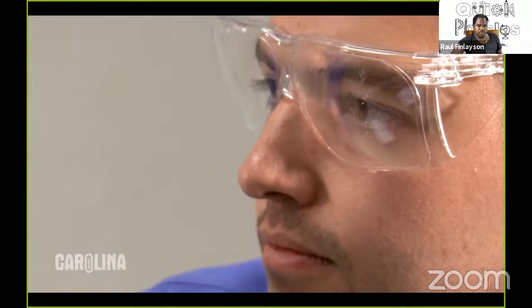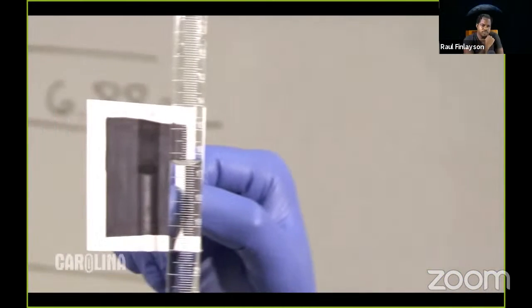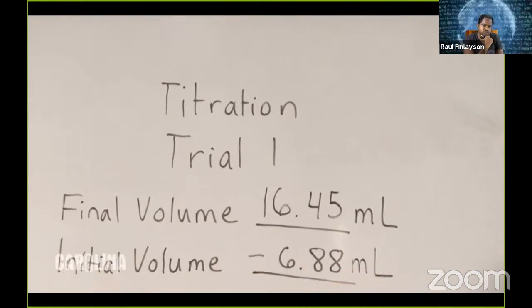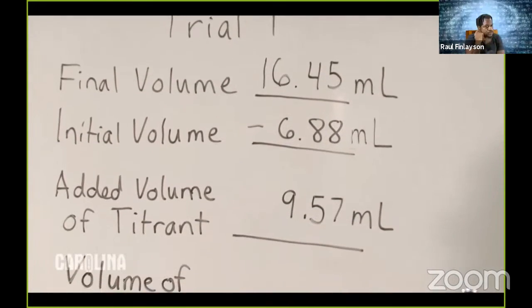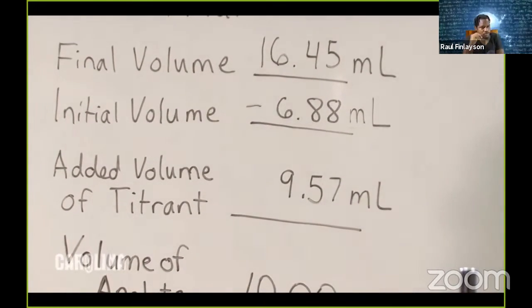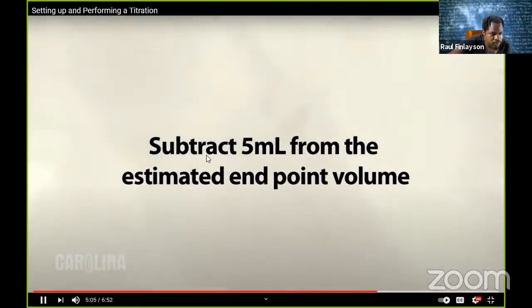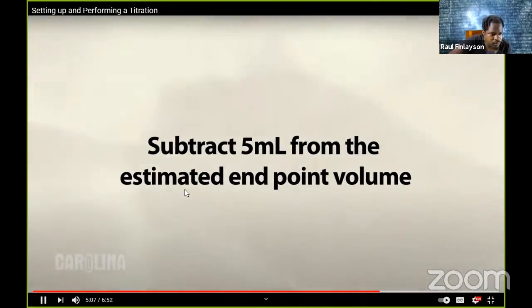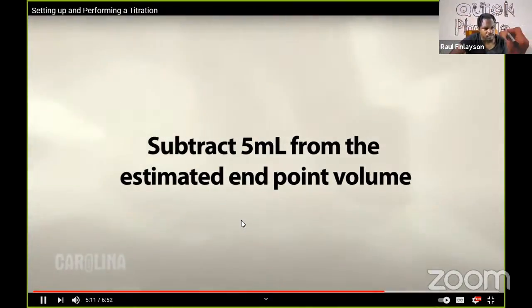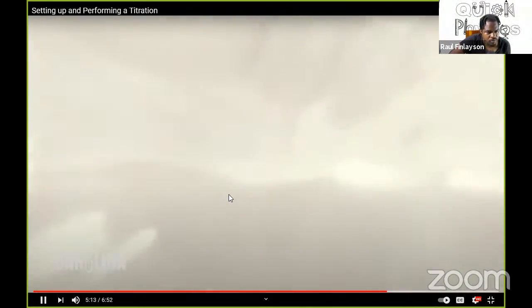Record the final volume of the burette. Subtract the initial volume from this final volume to get the estimated volume of titrant needed for this titration. Knowing the volume that is a little past the endpoint, subtract 5 milliliters from that number to get the amount of titrant that can be safely added before a slower addition is required.